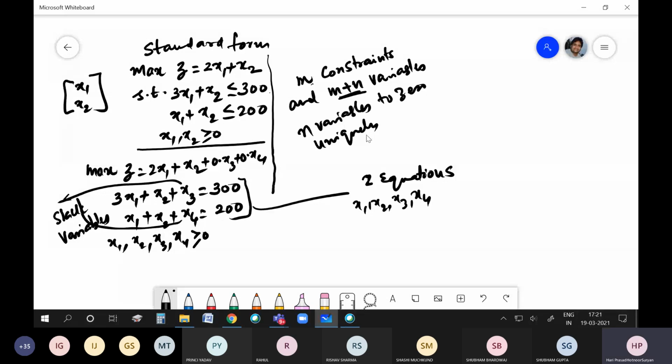Such solutions, where I do not impose this, you can have an infinite number of solutions. They are also solutions, but they are not called basic solutions. What is a basic solution?